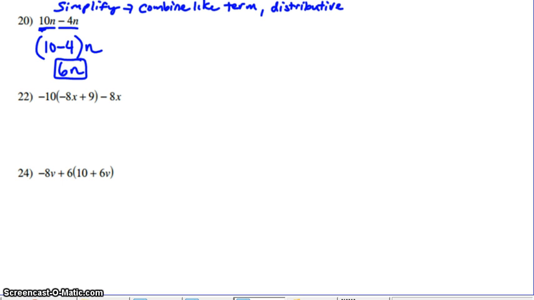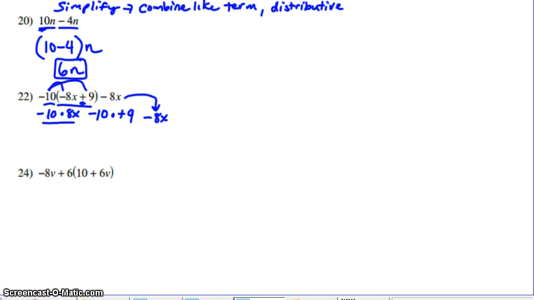Number 22, we have to distribute first. So we see a negative 10 times this. We have to distribute before we combine like terms. Negative 10 times negative 8x. I'm going to write it out, you don't have to. Negative 10 times positive 9. And then we have this negative 8x over here on the side.